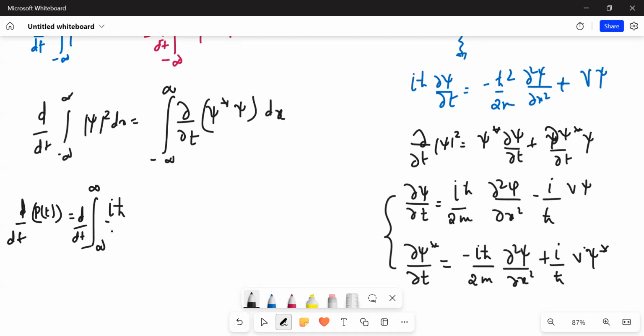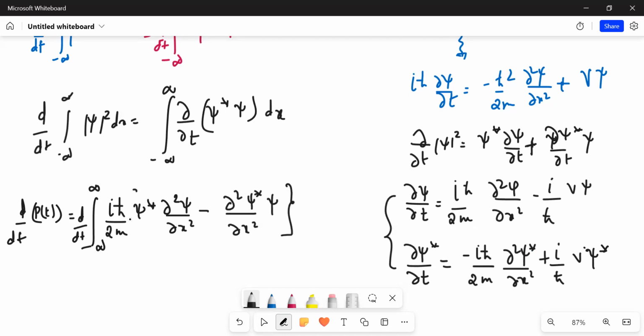It is going to give me iħ upon 2m, and inside I'm going to take this. So inside this would be ψ* ∂²ψ/∂x², and then minus of, this particular term and this particular term will vanish. You can see on your own. Because this is an addition sign, this and this would get cancelled, but only these two things remain. And another thing you will get is ∂²ψ*/∂x² into ψ. And this is what I have done. Okay, this is one thing.